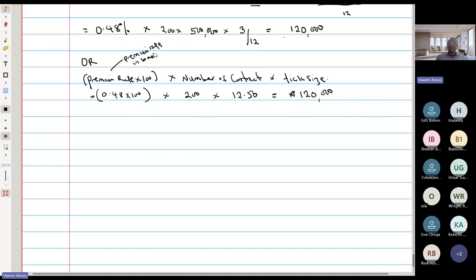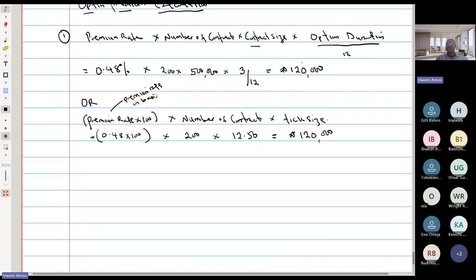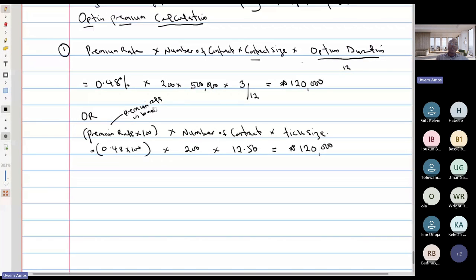So which of these two methods do you prefer? You don't have to do both, please. Just take any of them, whichever one you're comfortable with. They are two different ways, just like having different formulas for calculating the same thing. So maybe when you practice two more questions, you decide which of the two methods you want to stick with. But those are two methods of calculating our option premium.